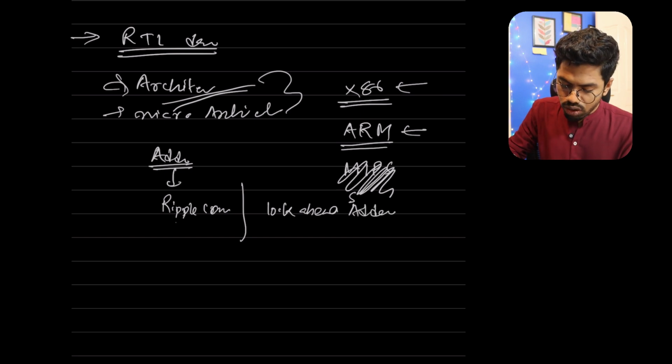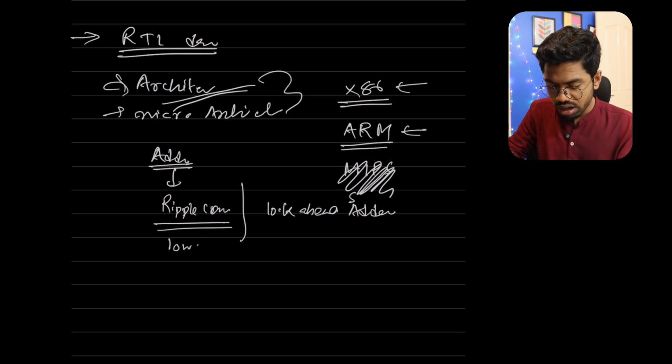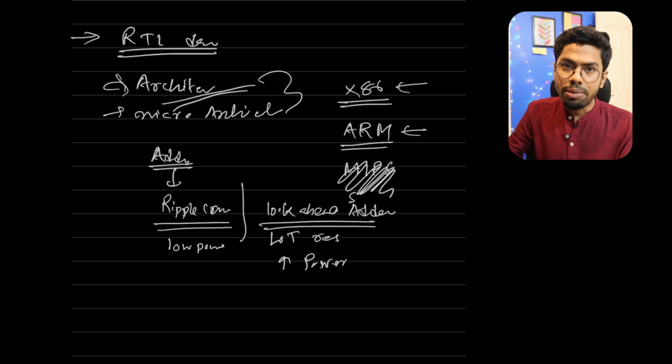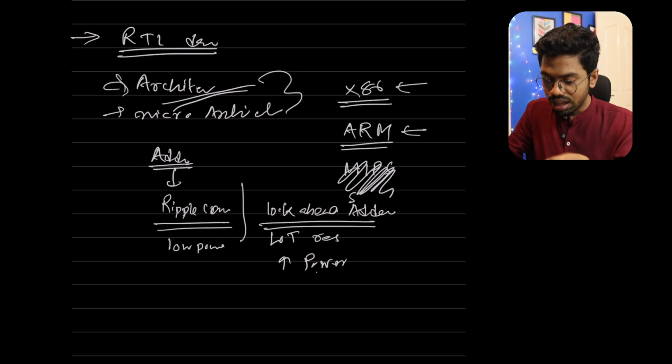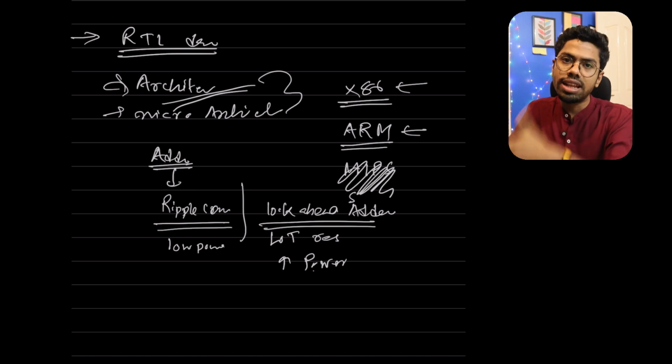Now your ripple carry adder actually uses a smaller number of gates. If it is using fewer gates, it will use low power for sure. Your look ahead carry adder, I think, uses a lot of resources. If it is using a lot of resources, which means in the power scenario, it will use a lot of power. But the benefit we get is that the look ahead adder will do the same addition in much less time.